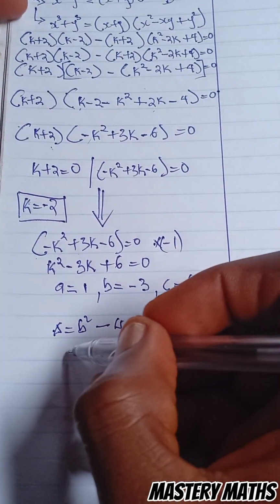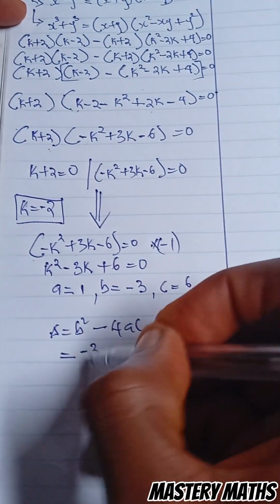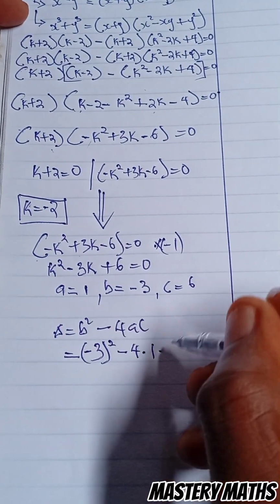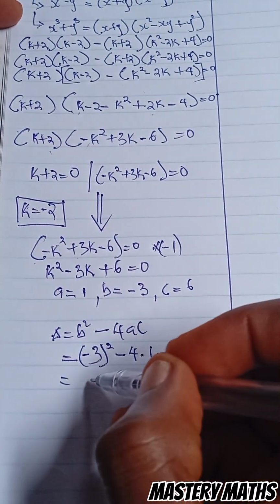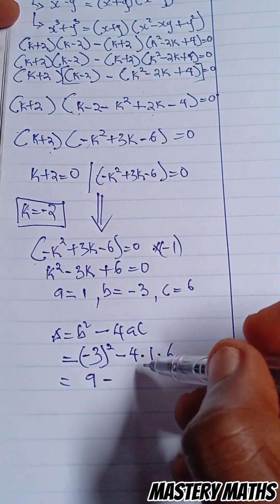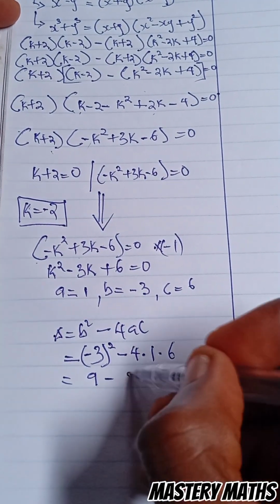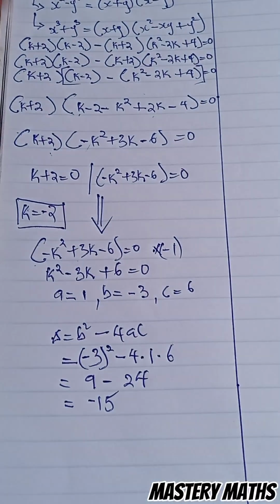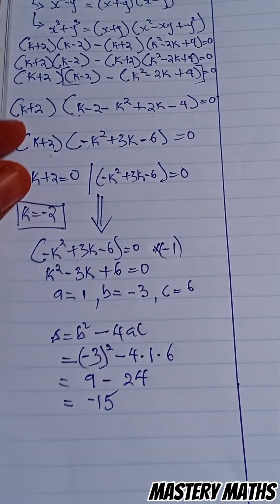So we say that b is minus 3 squared minus 4 times your a is 1 times your c. So minus 3 squared will give us 9. Then you have your 4 times 1 times 6, which gives us 24. Now 9 minus this gives us minus 15, which we've gotten for these aspects.